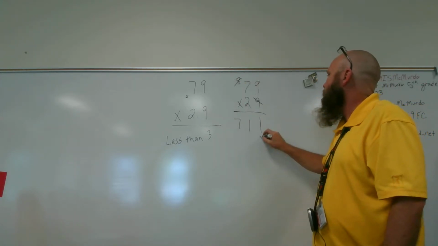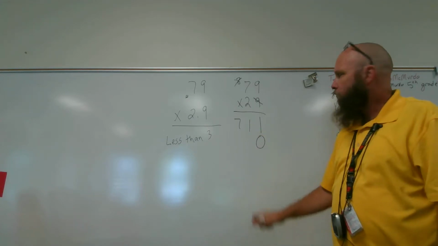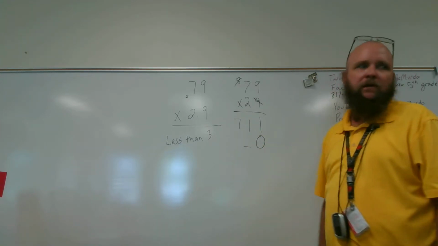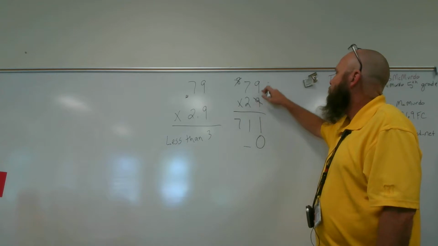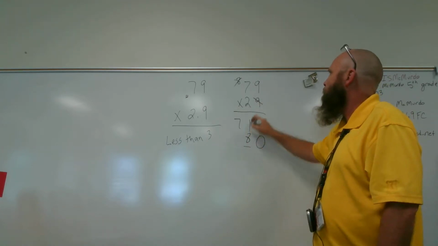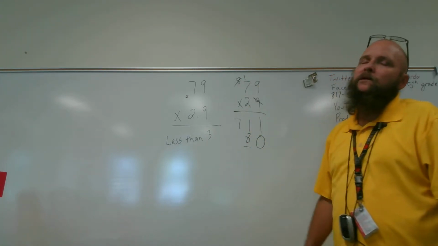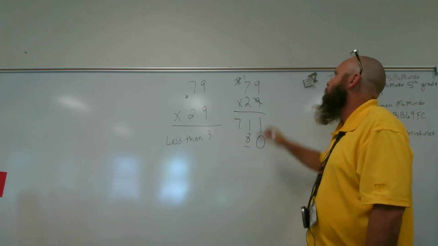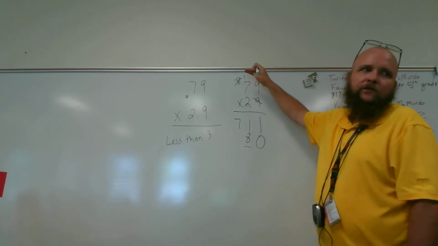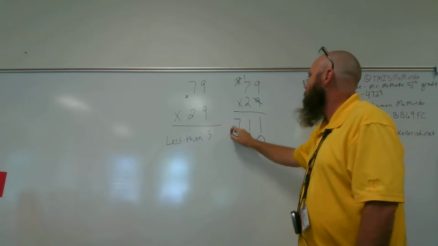Now I'm going to the tens place. So my first number must start in the tens place. Oh, no. I do 2 times 9, which is 18. I have 18 tens. So that's 108 tens. I have 2 times 7, which is 14, plus 1 is 15.